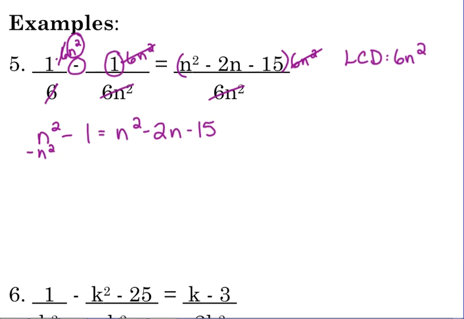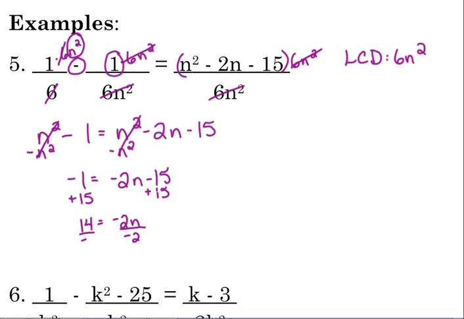So I'm going to try and get that n squared on one side, so I need to subtract it. Well, when I subtract it, it actually ends up canceling from both sides. So it looked like it was going to be a quadratic equation, but it's not. It's really just another linear equation. Okay, so let's add the 15 to both sides. So we get 14 is equal to negative 2n. Divide by negative 2. So we get n is equal to negative 7.